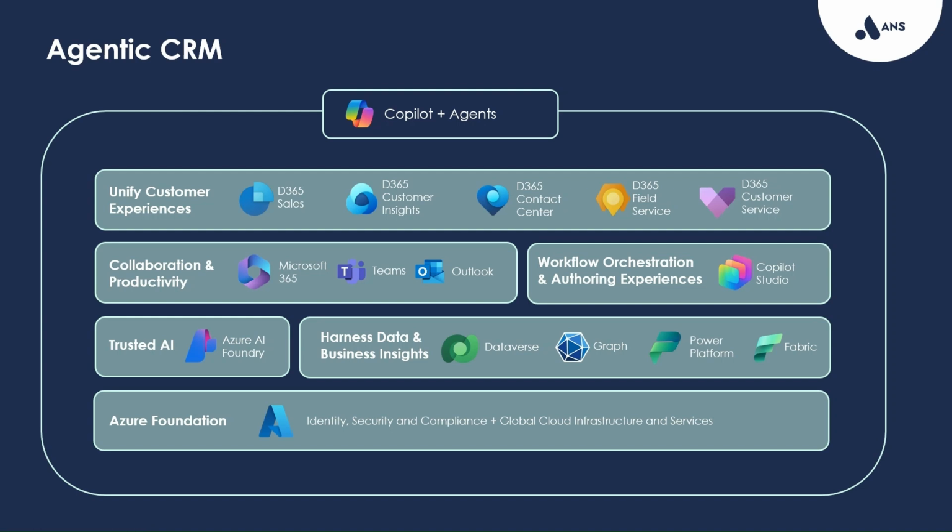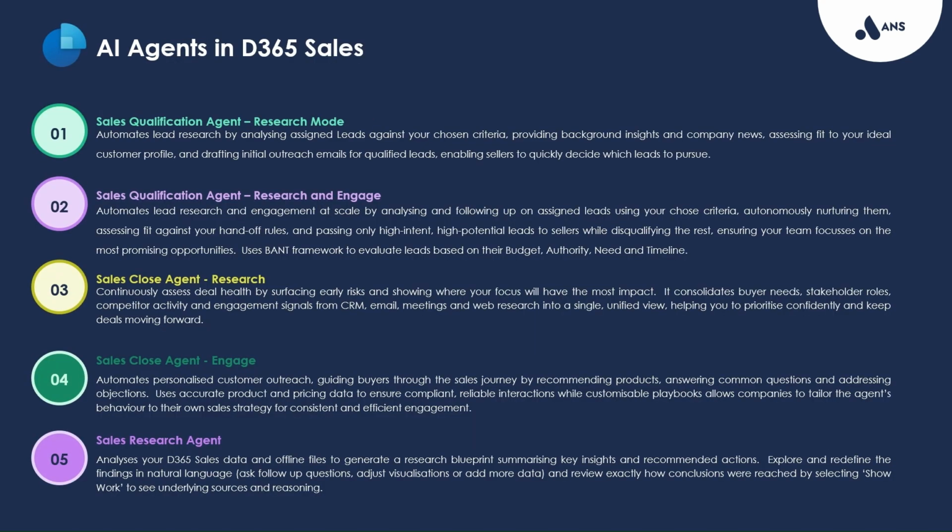Dynamics 365 now includes built-in Copilot capabilities across all major modules, from sales to customer services. These AI capabilities are inherited from the underlying Dataverse and model-driven app AI framework. Within Dynamics 365 for Sales, there are 5 different AI agents that have been created.